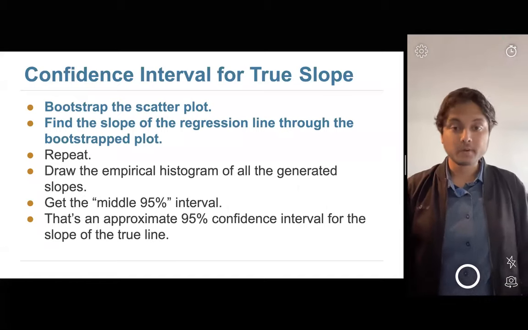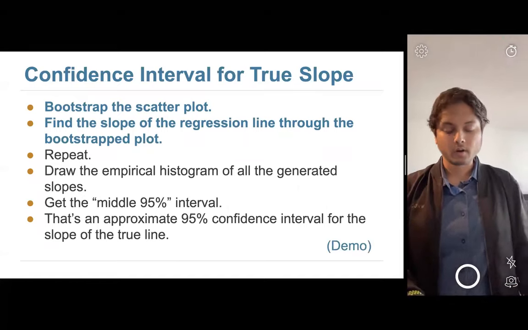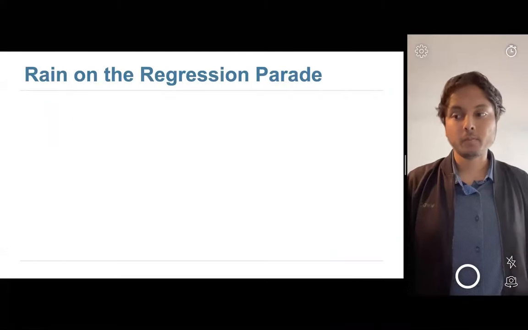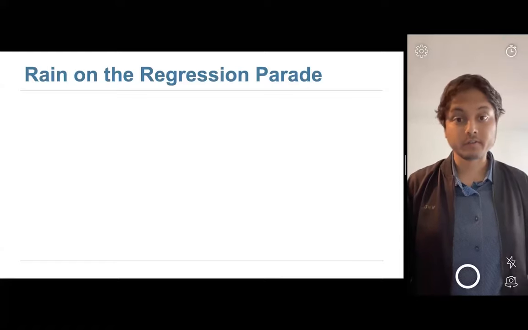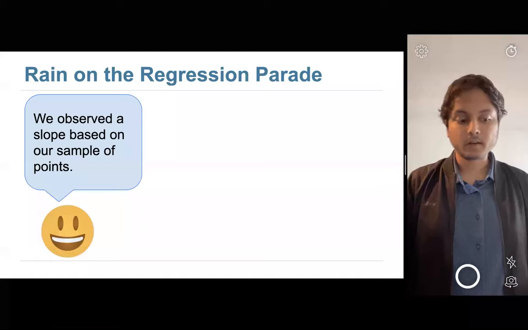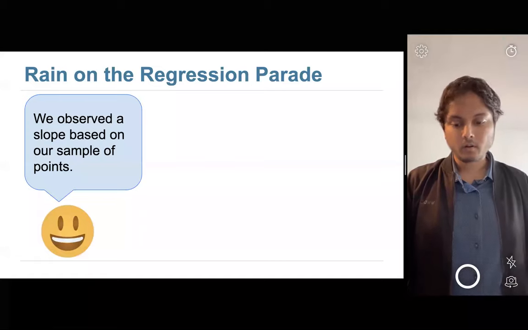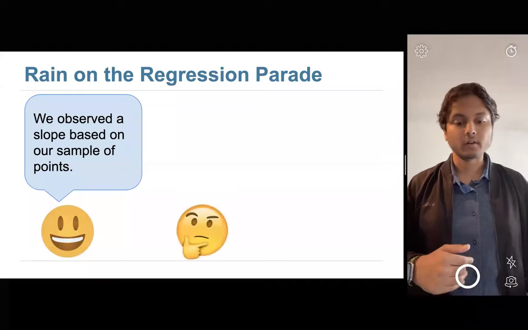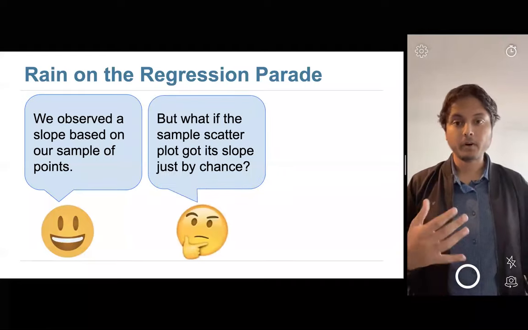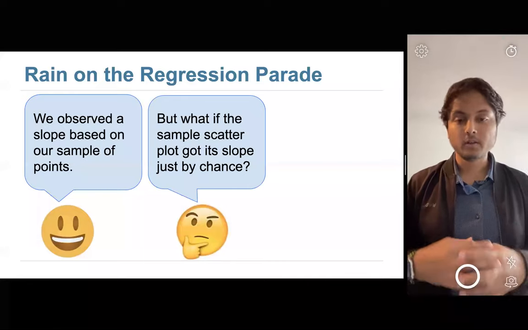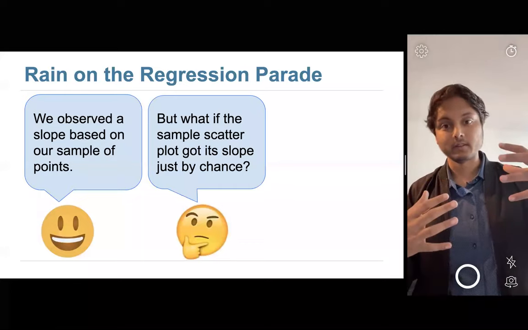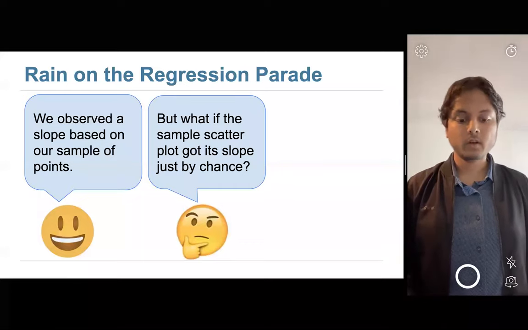And then the really specific case where this is super important, so I'll skip the demo because we don't have that much time, is if you're trying to understand whether two variables even have any relationship whatsoever. The basic idea here is, let's say we observed a slope based on our sample of points, so we see some slope that's not zero. But we know that the data that we got is just randomly sampled, and by chance, we might have happened to sample some data that's a little bit tilted like this, but it might have just been by chance.